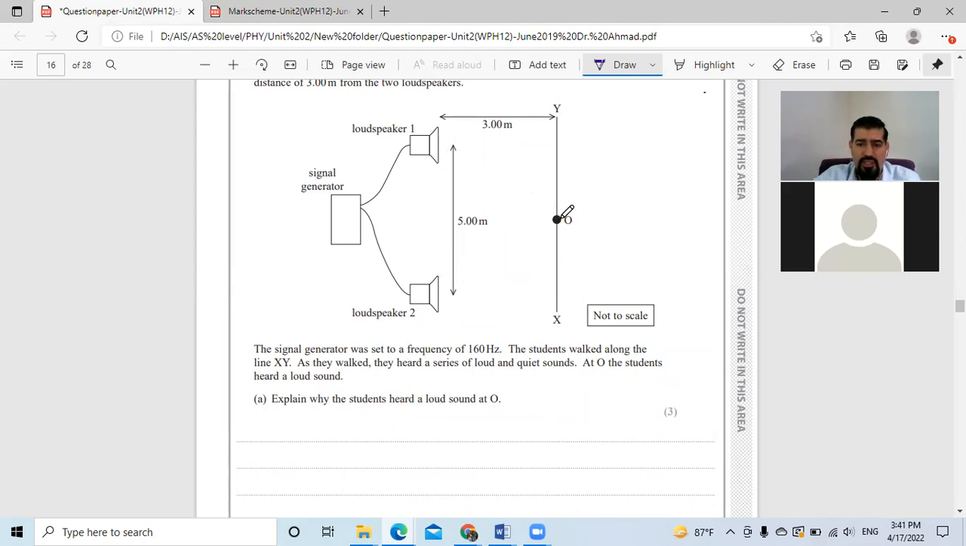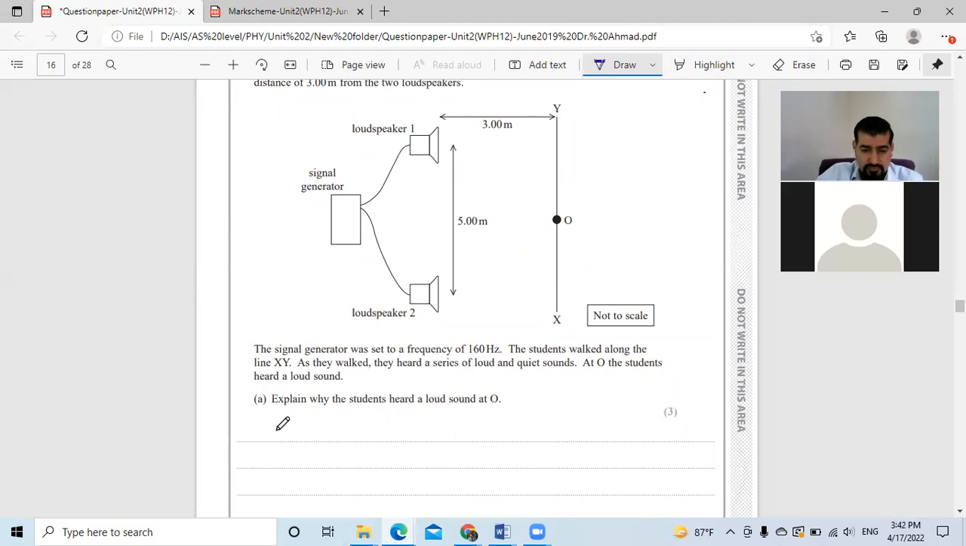Who can tell me why O is the loudest sound? One of the answers: because both waves from the 2 speakers interfere in phase, where the path difference is 0, so they make constructive interference. Exactly, it's in the middle. So the distance from the first speaker to O and the second speaker to O is the same. That means the path difference between the waves is 0, so they are in phase and make constructive interference. Thank you, Ammar, and thank you, Hamza Rahal.